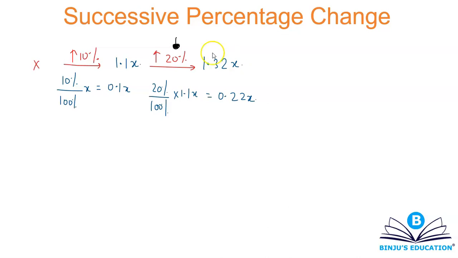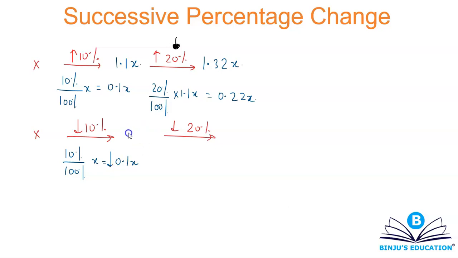We can take another example. Why increase? Why not decrease? So for example, I have a value x. I am decreasing this by 10% and then successively decreasing this by 20%. If you are decreasing this by 10%, if you want to convert that into an absolute value, you are basically decreasing this by 0.1x. Now if you are decreasing it, we'll have to subtract it. Common sense. If you are subtracting, then it will become 0.9x. X minus 0.1x, that is 0.9x.